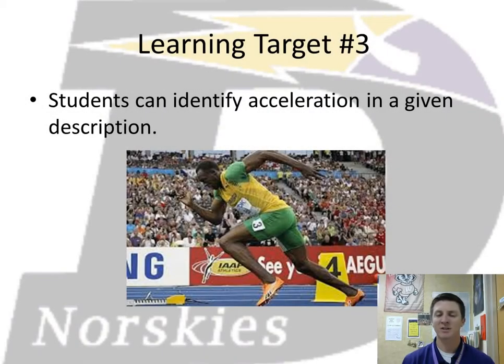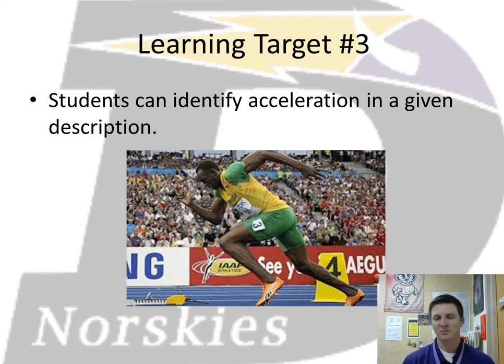Identify acceleration in a given description. Here we have a picture of Usain Bolt, a world-class sprinter, Olympic medalist. I believe he won the gold. He's pretty fast. When he starts a race, he's down in the block. You can see the blocks, and he puts his feet there, and he's in a very coiled and loaded position to explode out of the blocks and start sprinting. At that moment when the race starts, he is accelerating very, very quickly to get to his top speed.